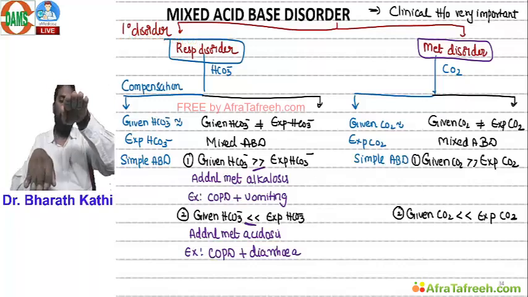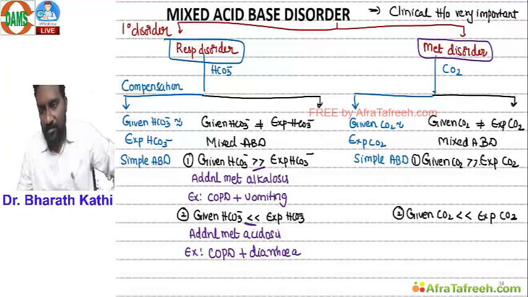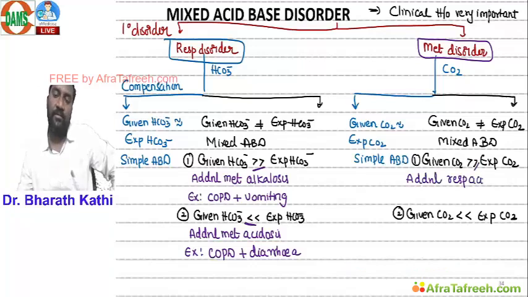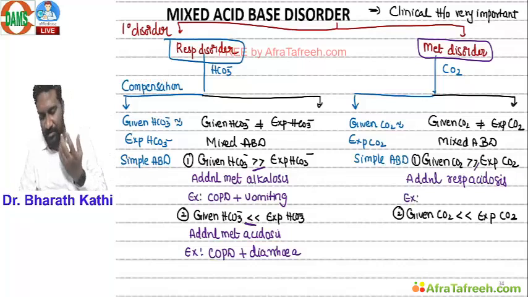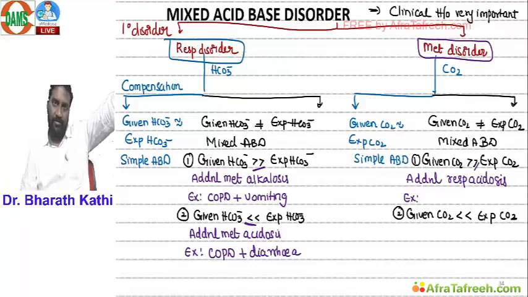So it means there is some extra CO2 in the body. Anywhere extra CO2 is called additional respiratory acidosis. This is a situation where the given CO2 is very much higher. It means there is extra CO2. So this is additional respiratory acidosis. Additional respiratory acidosis in DKA is very important, because in DKA there can be diabetic ketoacidotic coma that can result in respiratory depression and increased CO2, ultimately causing respiratory arrest and death.